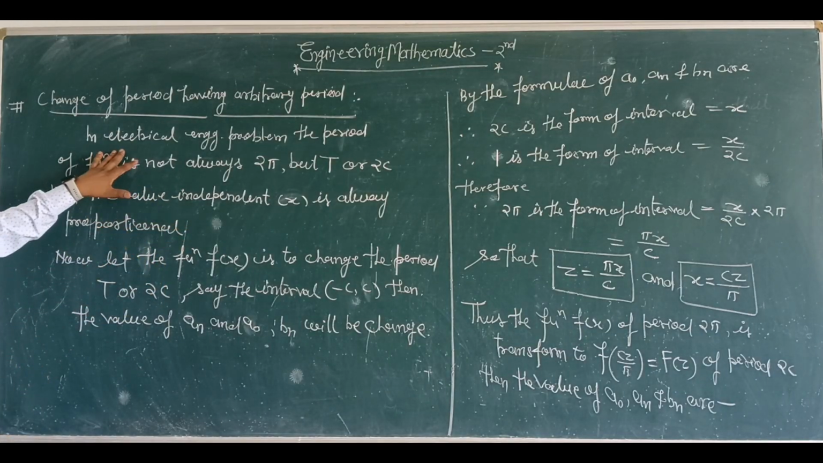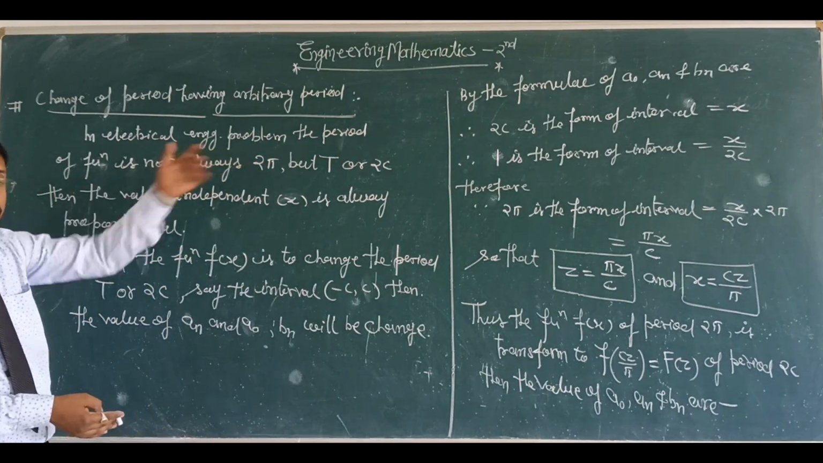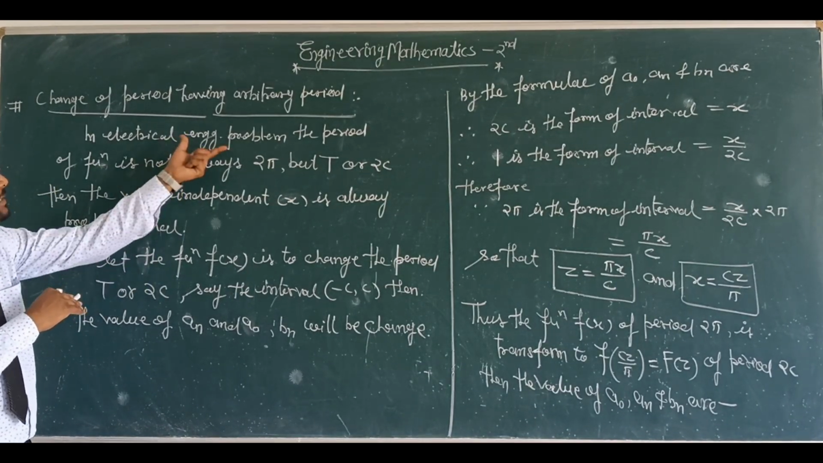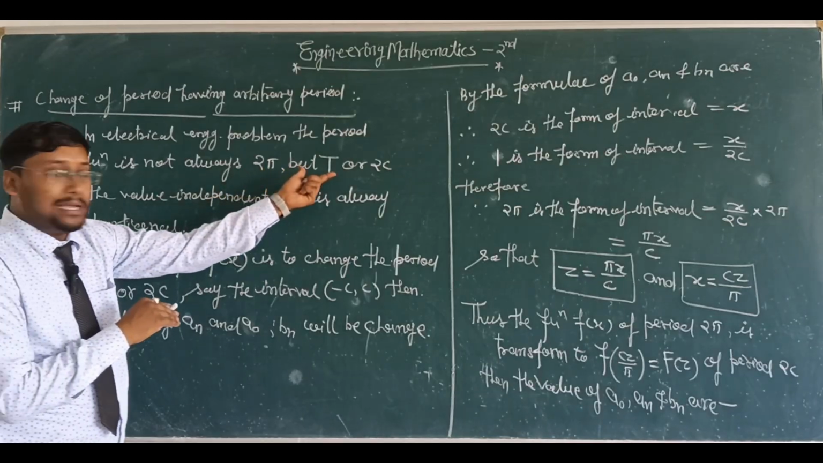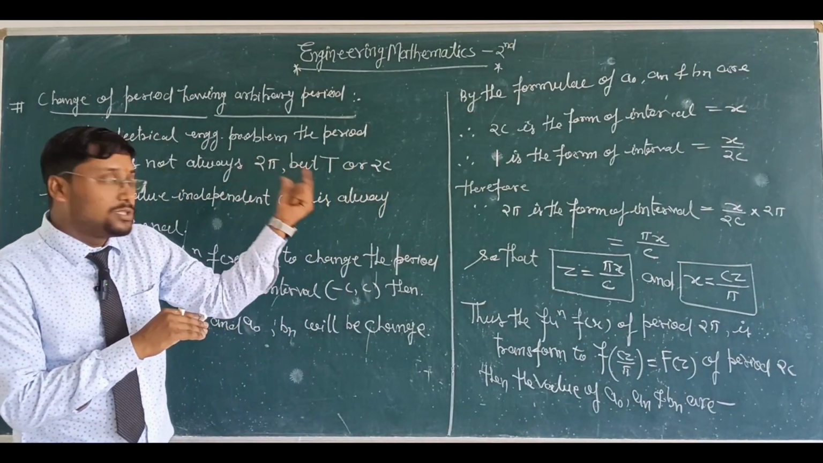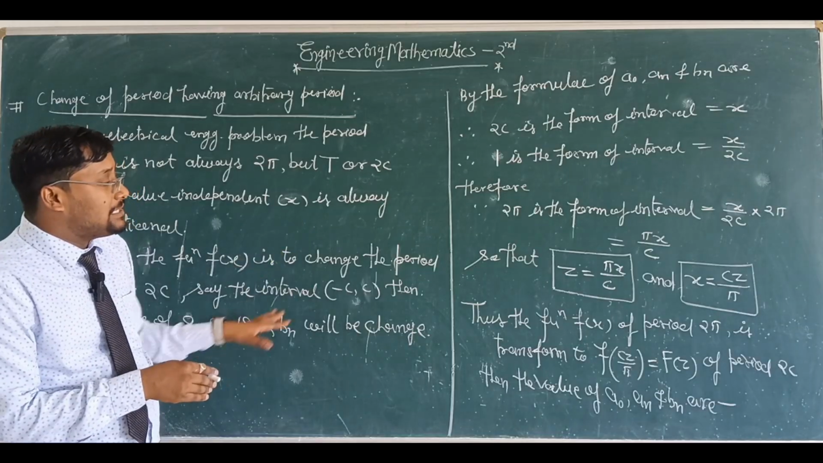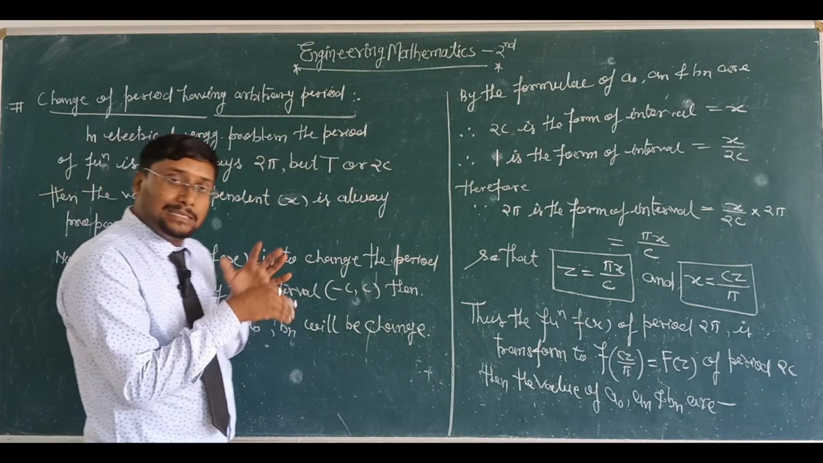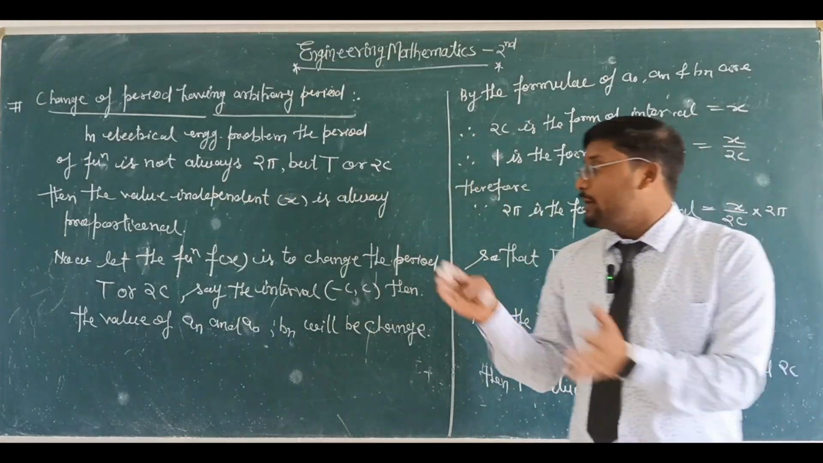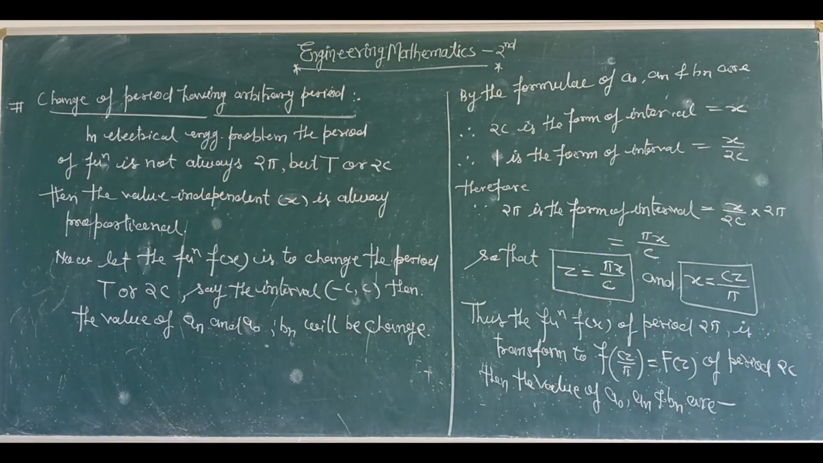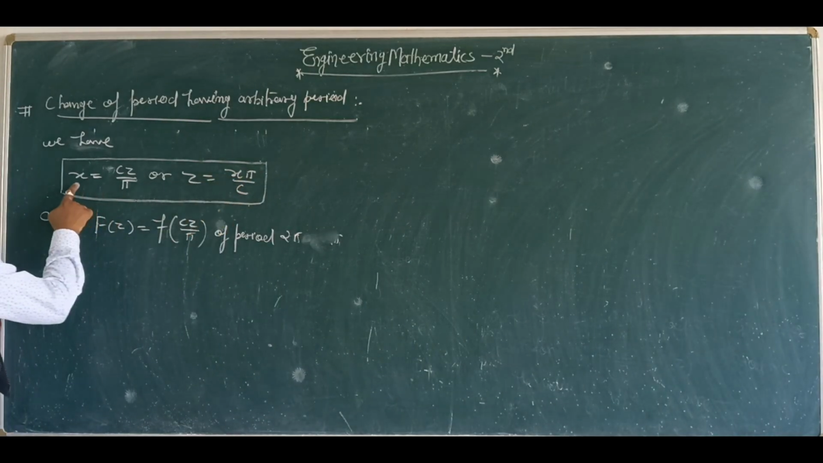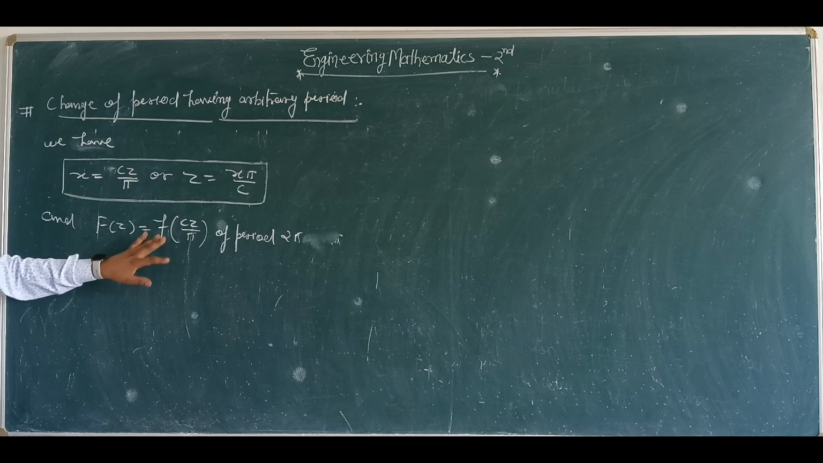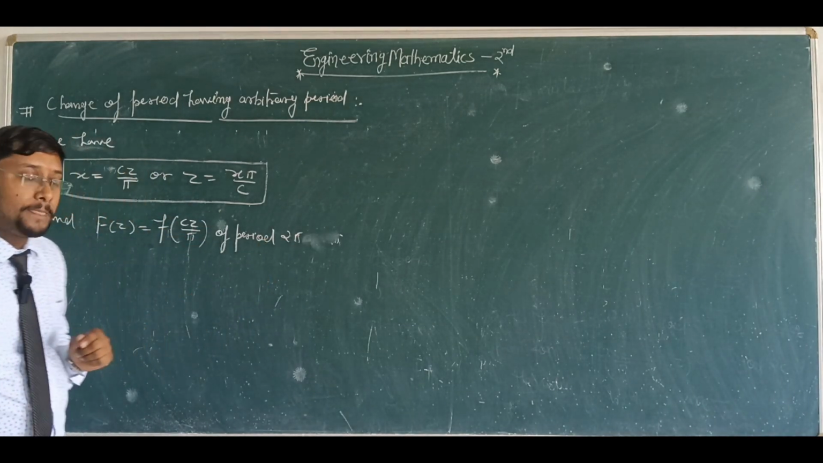This is very important for electrical engineering problems, numerical problems of electrical engineering. In electrical engineering there are more problems where the time period is not equal to 2 pi, or you can say the time period is minus c to c, or t to 2c. Now note down this numerical problem: z is equal to x pi upon c, or x is equal to cz upon pi. Now capital F(z) is equal to small f(cz upon pi) of period 2 pi.